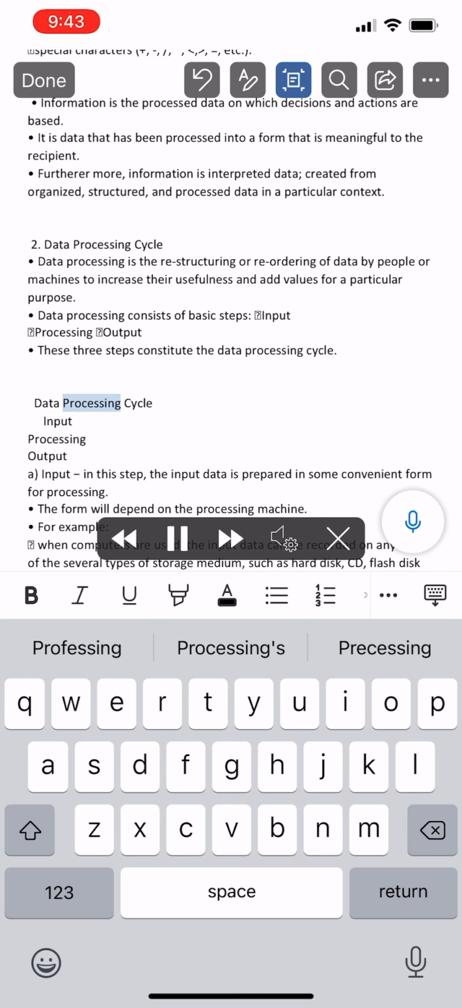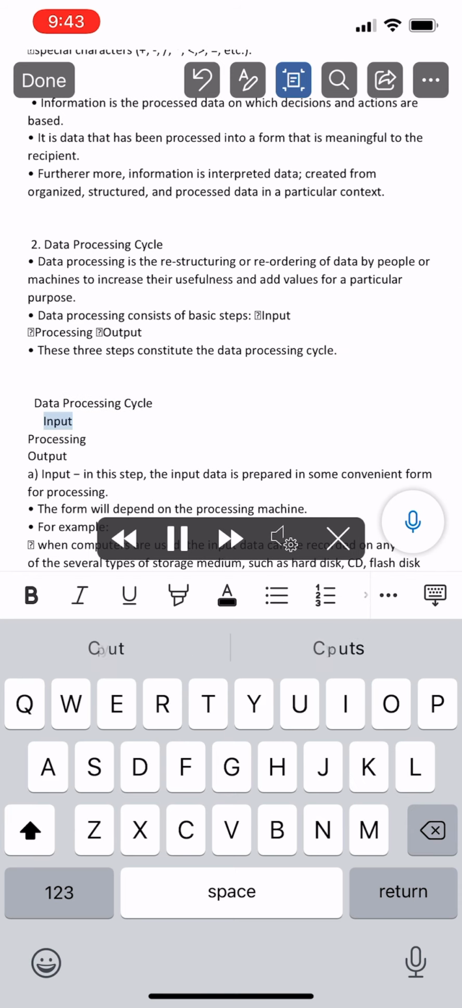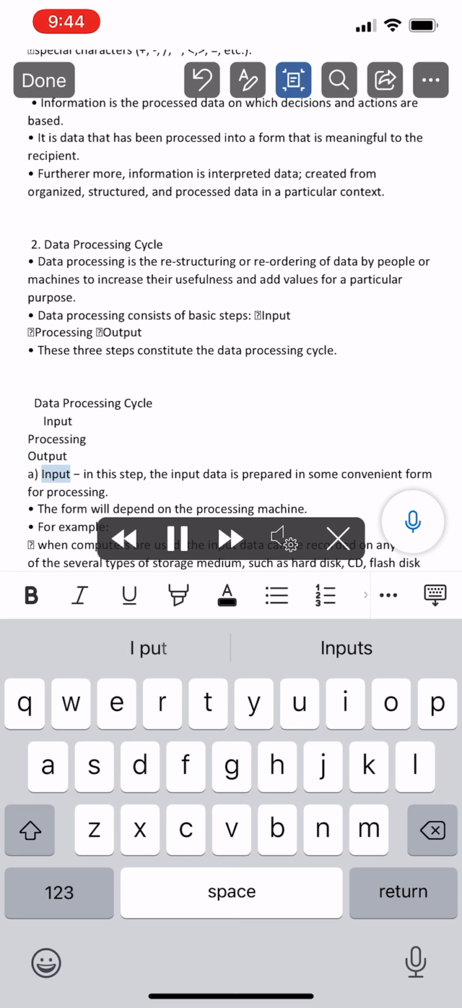Data processing cycle. Input, processing, output. Input: in this step, the input data is prepared in some convenient form for processing. The form will depend on the processing machine.